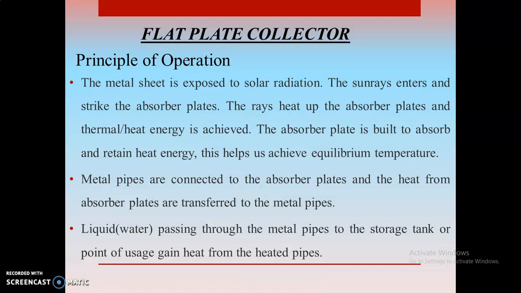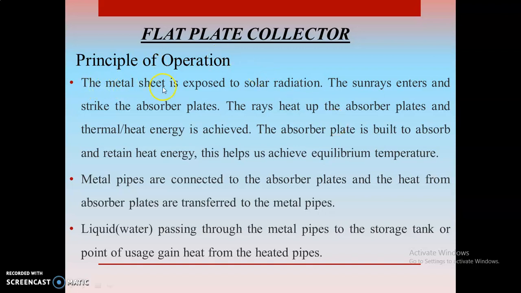Let's look at the flat plate collector, the outline principle of operation. The metal sheet, which is that cover, is exposed to solar radiation. The sun rays enter and strike the absorber plate. The rays heat up the absorber plate and thermal energy is achieved. Now, the absorber plate is built to absorb and retain energy. This helps us to achieve equilibrium temperature. Equilibrium temperature here will mean a situation where the temperature inside will be the same as the temperature outside, which means there will be no exchange of heat energy.